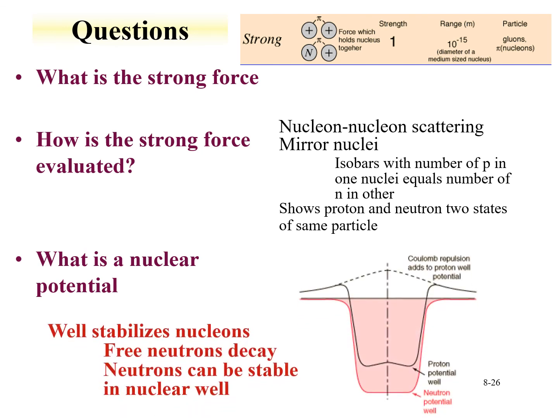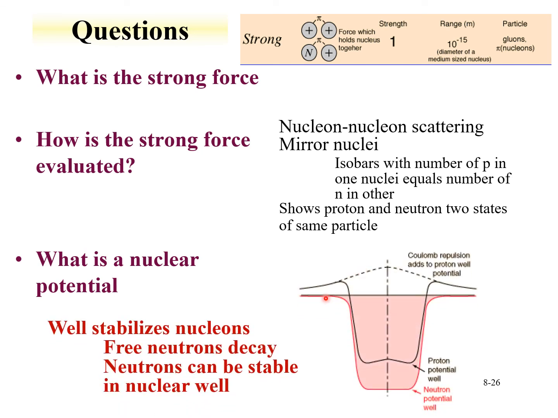And what is a nuclear potential? As shown here, here's an example of a potential well in which nucleons sit in a nucleus. There's a slight difference between the proton and the neutron potential. That has to do with charge. And this well stabilizes nucleons. And as we know as an example, free neutrons decay. They have a half-life on the order of 14 minutes. However, neutrons can be stable in a nuclear well.